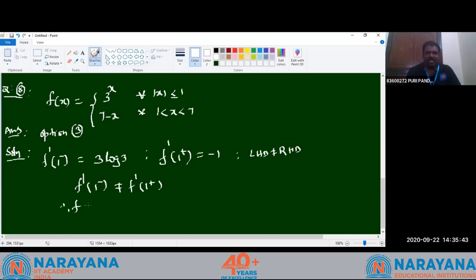Therefore, f is not differentiable at x equal to 1. Therefore, f is not continuous at x equal to 1. Implies f is not continuous. F is not continuous at x equal to 1.